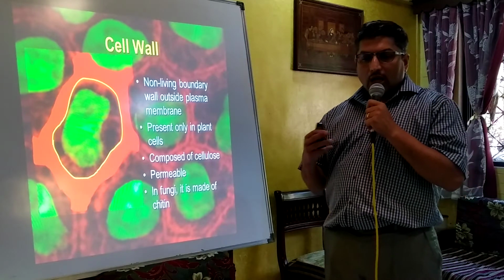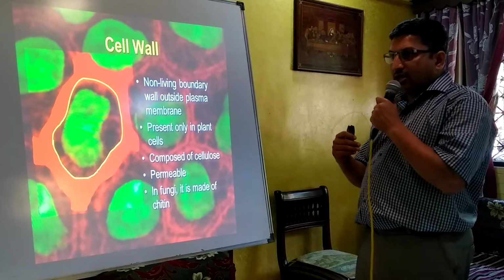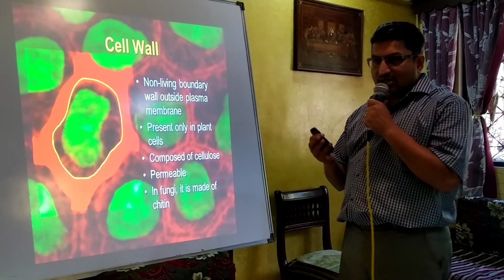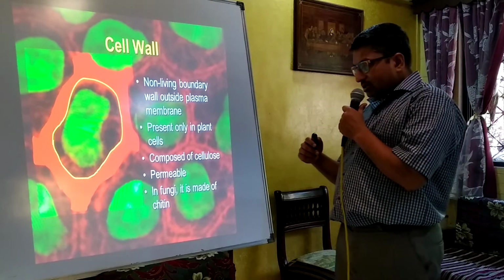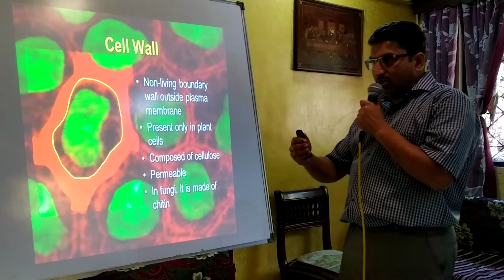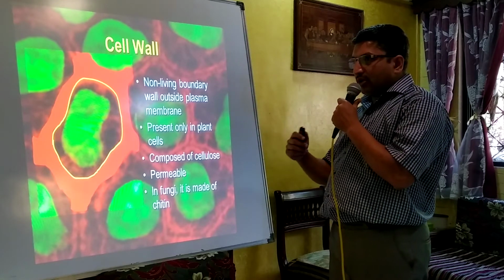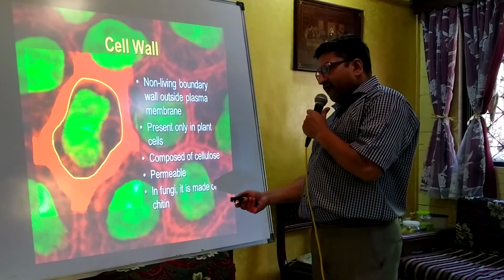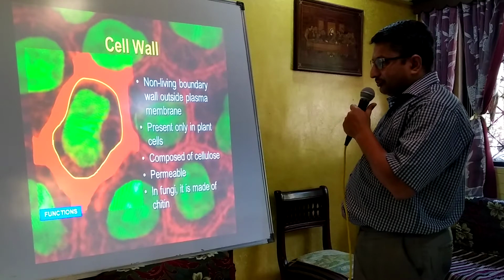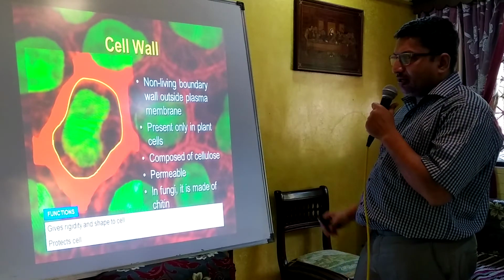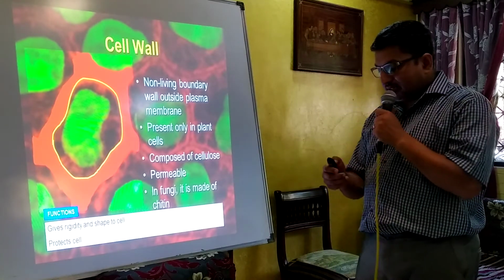Herbivores, cows, goats, deer, have bacteria in the stomach which can digest cellulose, which we cannot. Hence, we have to depend on them to get the material and the nutrition which is digested by the herbivores. In fungus or fungi, the cell wall is made up of chitin. The function: it gives rigidity and shape to the cell, and it also protects the cell.